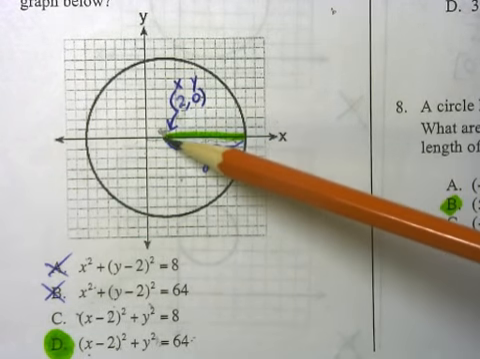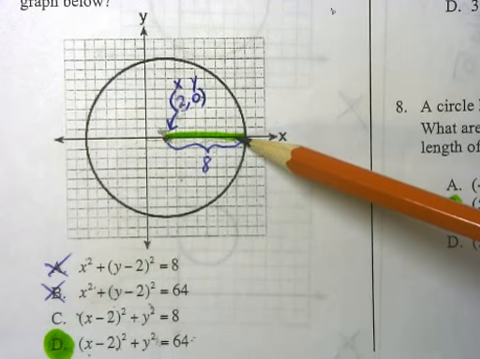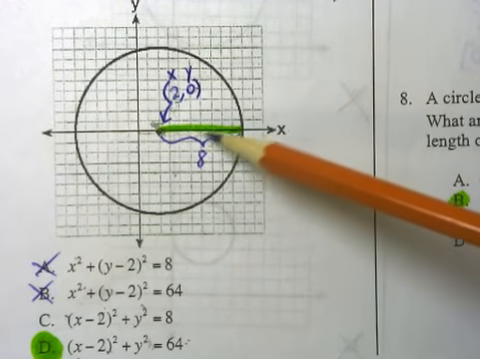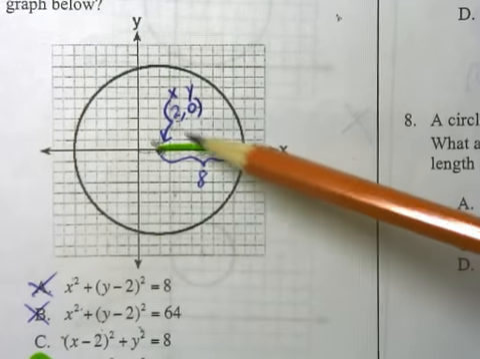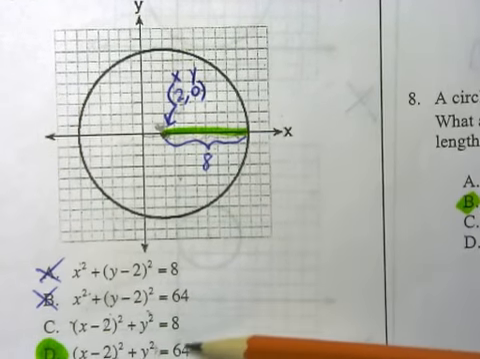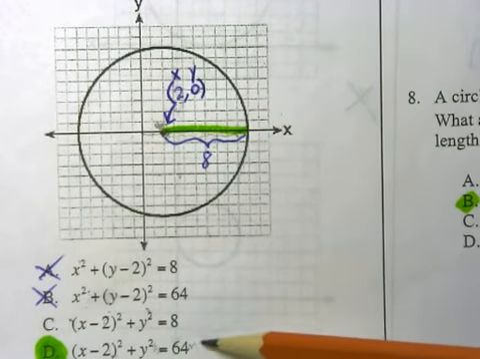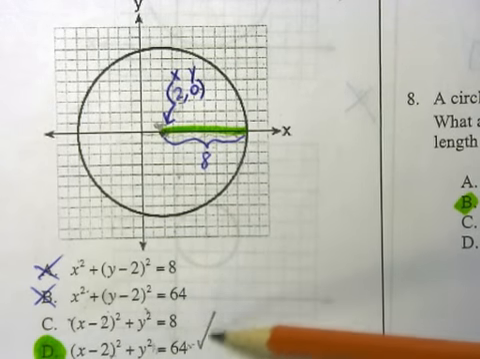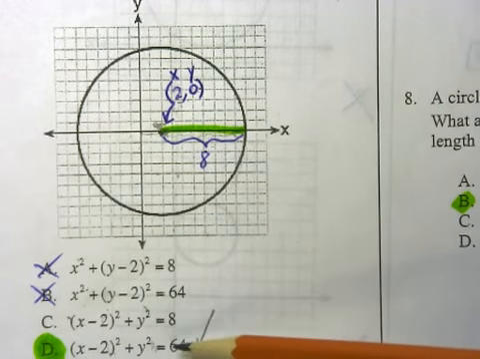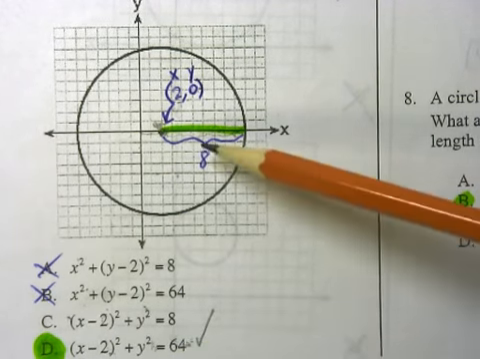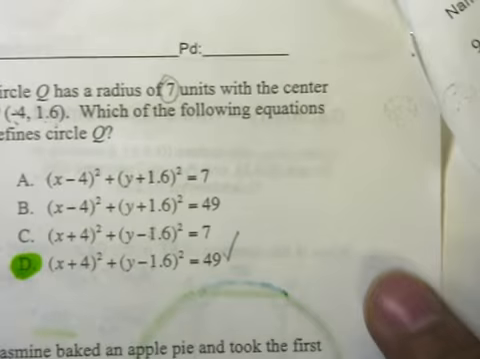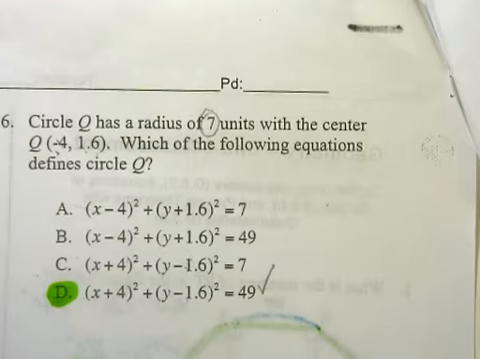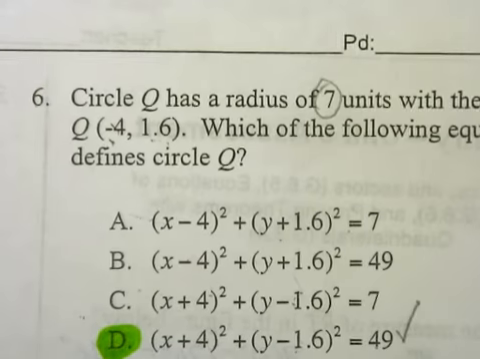And finally, when I measure the radius, I can count 1, 2, 3, 4, 5, 6, 7, 8 units. So my radius is 8. But you got to remember that in the formula, the radius is squared. So if it's 8 here, in my formula, it's going to be 64. That's why the answer is choice D. And by the way, remember, in the formula, it's squared, right? So if it's 64, then the radius is going to be the square root of that, which is 8. You got to remember that.